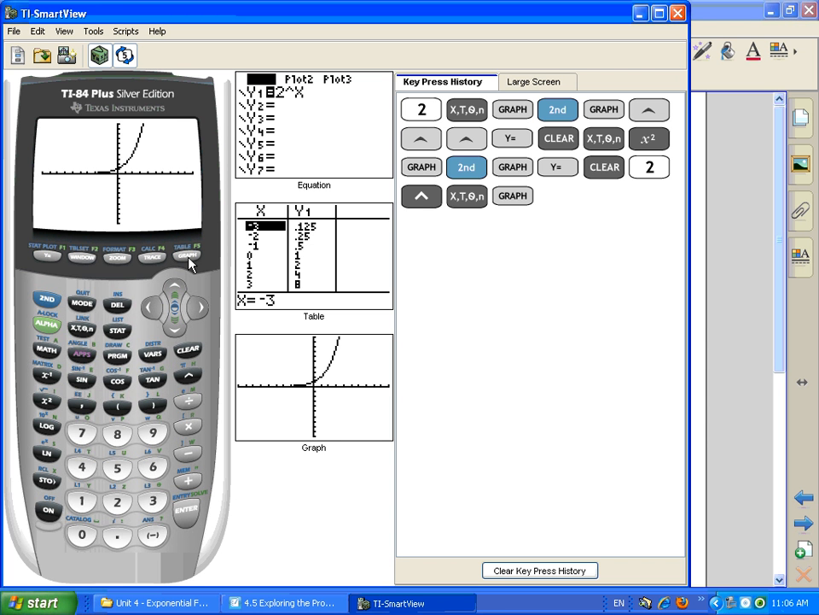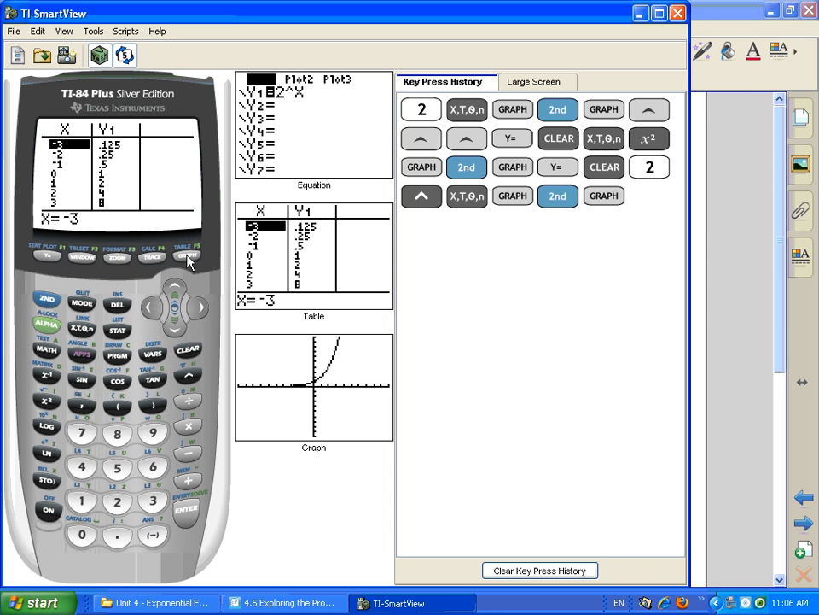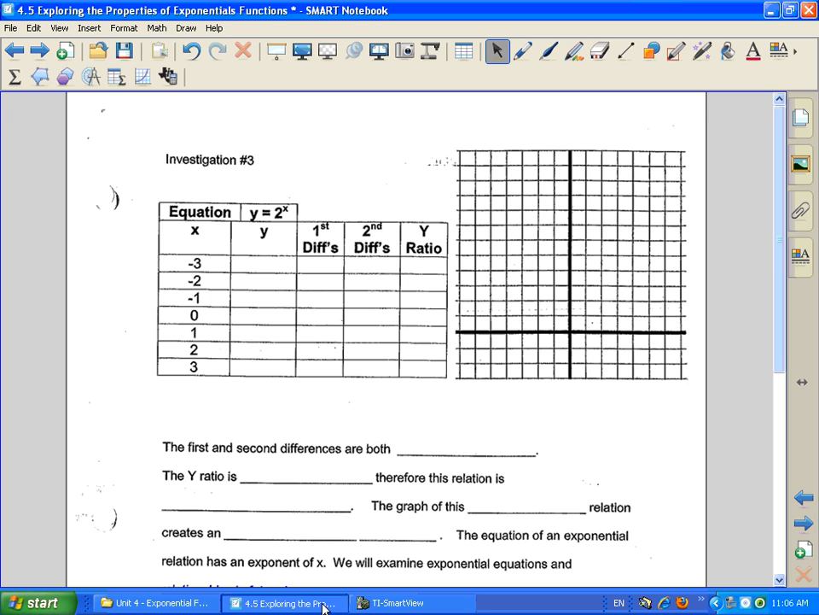If we go to second graph, we can see our table of values. Let's put those in, and we're going to use fractions to help explain that. Let's go to our handout and plug in those y values from our calculator. Start at the bottom, so we'll go 8, 4, 2, 1, 1 over 2, which gives you the 0.5, 1 over 4, which gives you the 0.25, and 1 over 8, which gives you the 0.125.